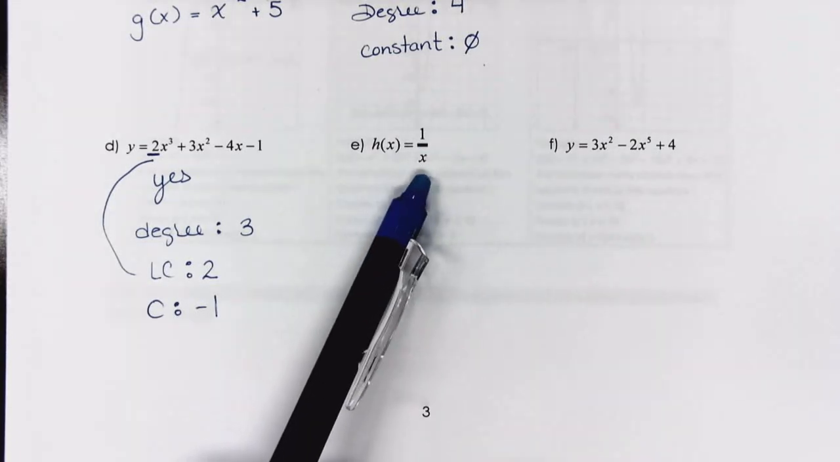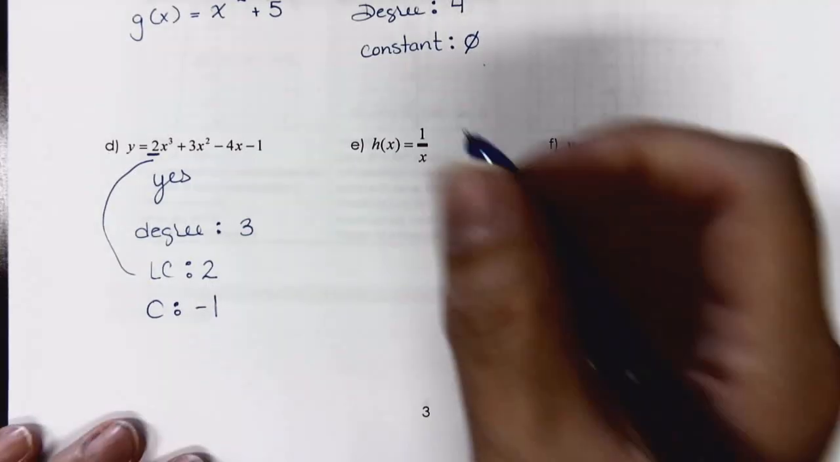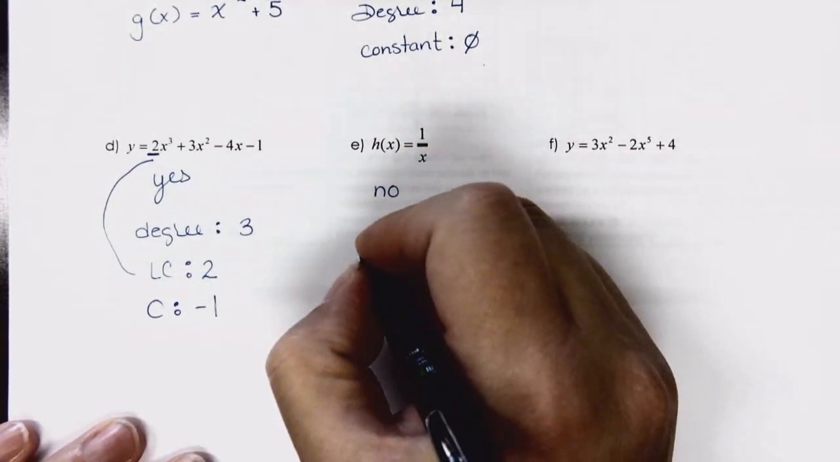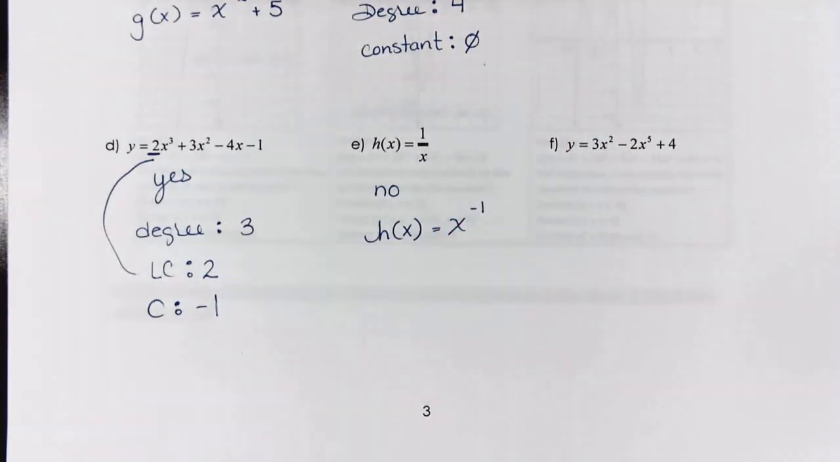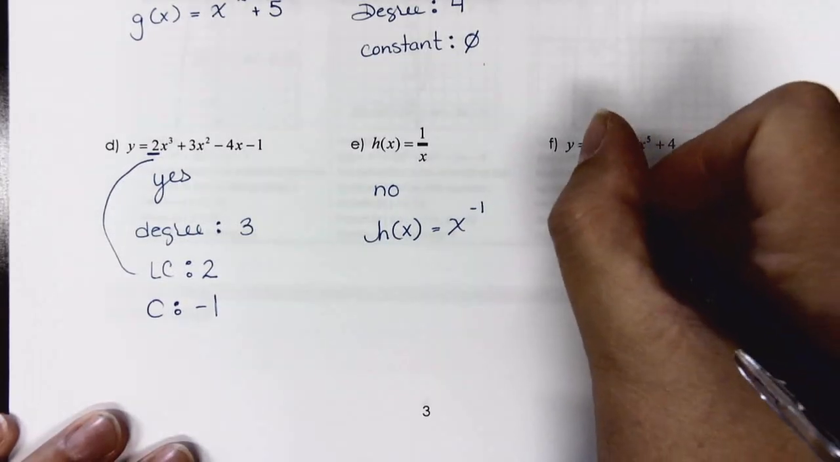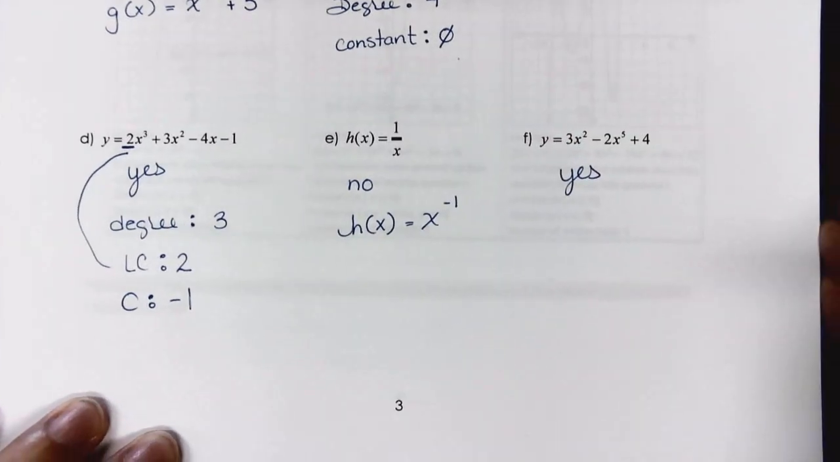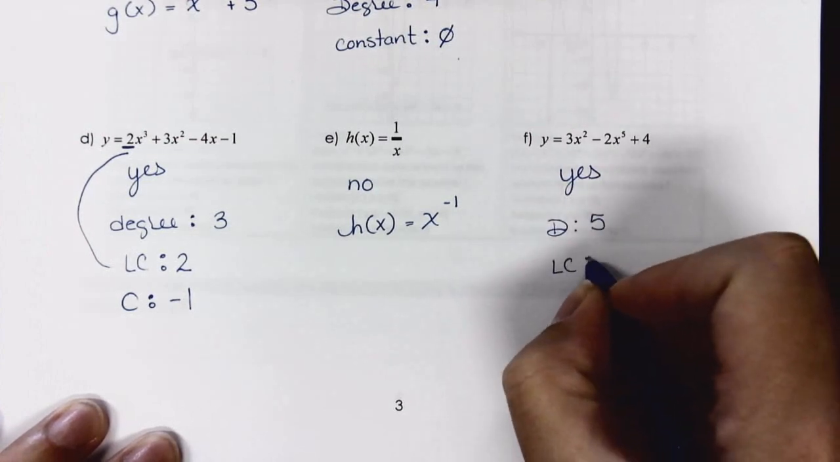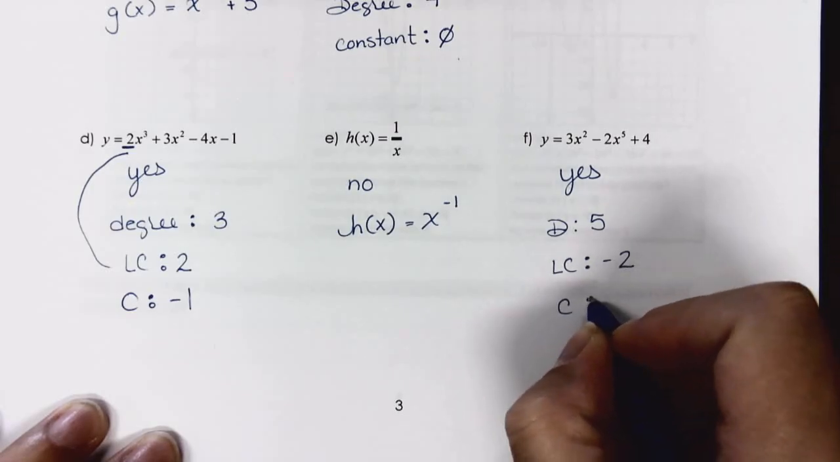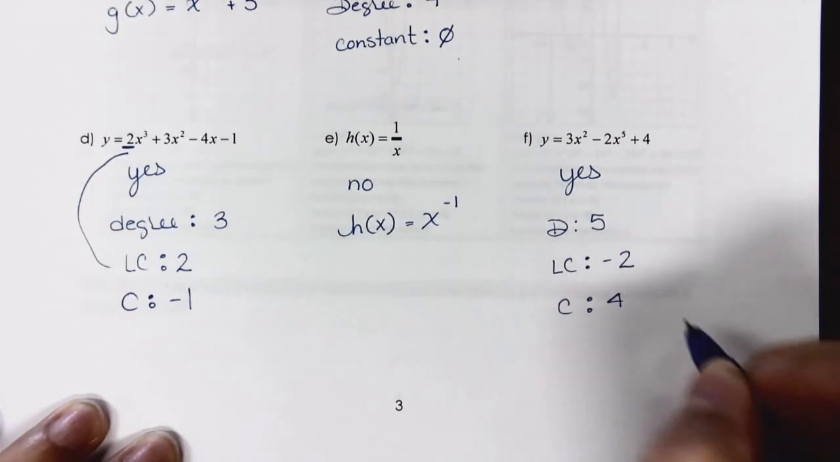What about this guy? No. How come? I could write it like that. That's that negative exponent in there. So with that negative exponent, we know that a polynomial needs to be a whole number, no negatives in there. So that's why that one doesn't qualify. The last one, hopefully you're all saying yes. What's the degree? 5. Leading coefficient? -2. Constant? 4.